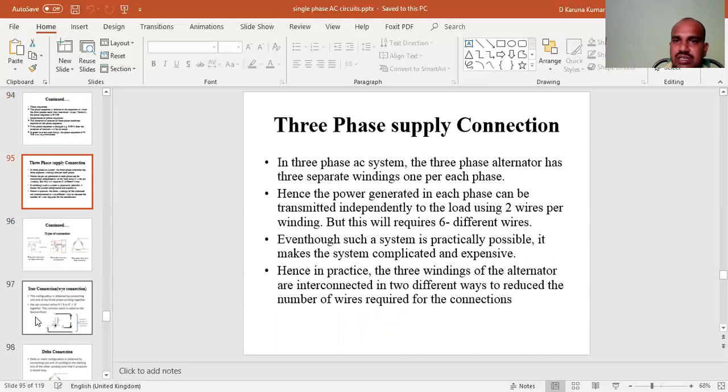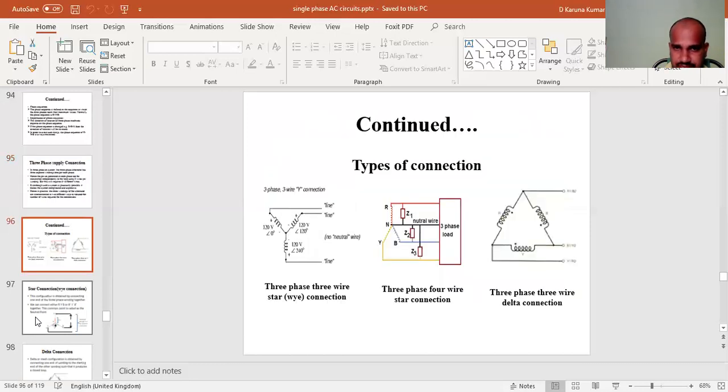In three-phase systems, there are three separate windings, one for each phase, while a single-phase system has only one winding. The power generated in each phase can be transmitted independently to the load using two wires per winding, but this will require six wires. Even though this is practically possible, it makes the system complicated and expensive. So in practice, the three windings are interconnected, which reduces the number of wires required.